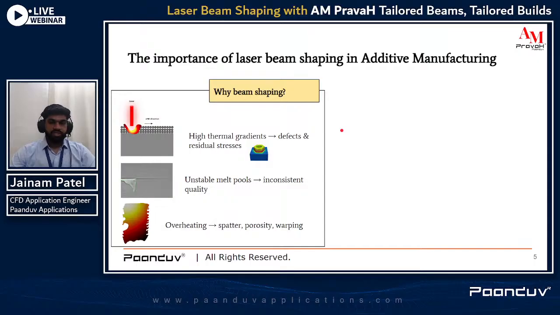So, importance of laser beam shaping in additive manufacturing. In LPBF, the shape of the intensity distribution of the laser beam plays a very critical role in part quality. So why beam shaping? When a standard Gaussian beam is used, there is a very high thermal gradient at the core of the laser spot, often reaching about 10 raised to 6 to 10 raised to 7 Kelvin per meter.